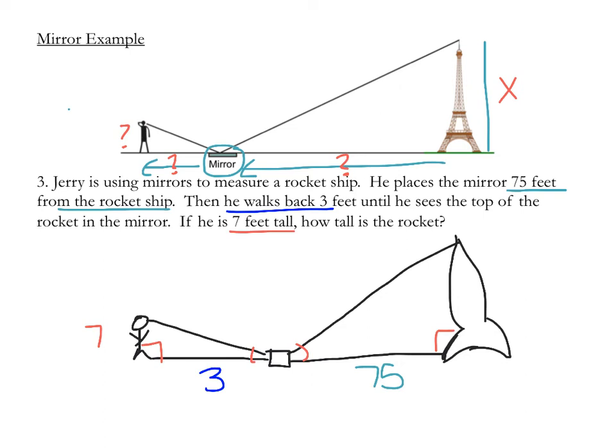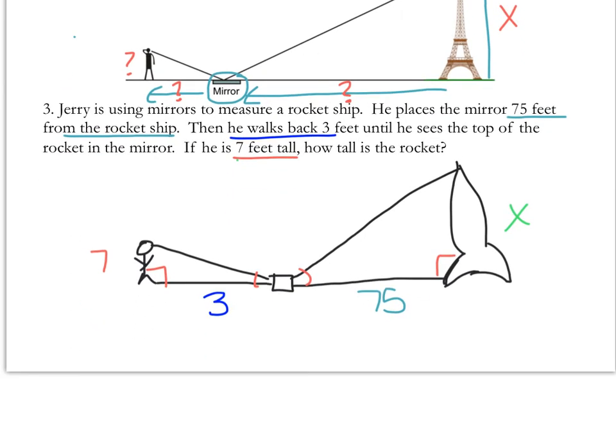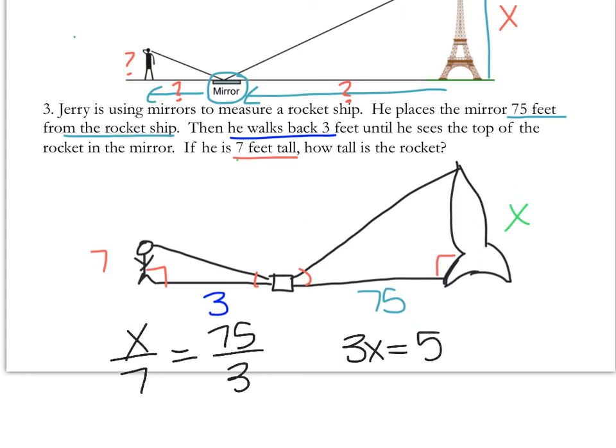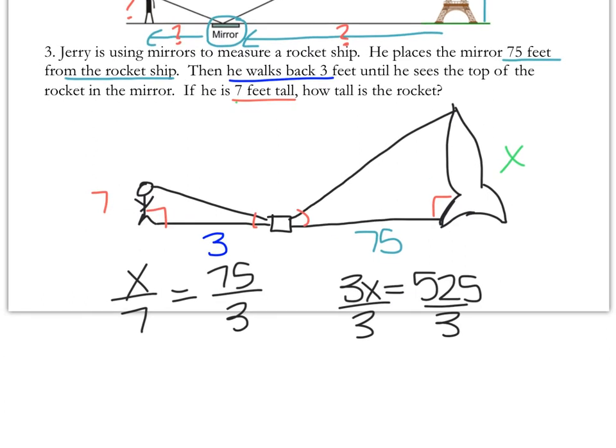To set this up, we're trying to find the missing piece, which is the height of the rocket ship. Then we just set up the proportion. It's x over 7 equals 75 over 3. We get 3x is equal to 525. Divide by 3. x is equal to 175 feet.